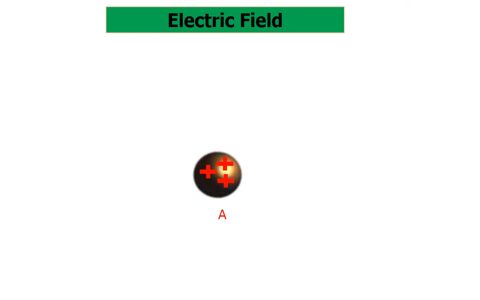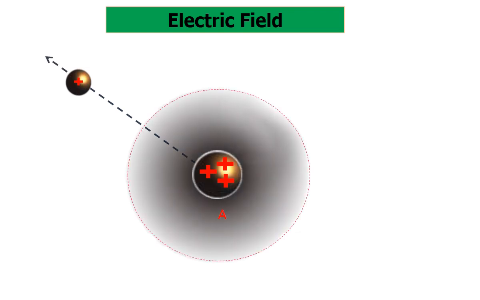Let's talk about electric field. You can see here a figure. In that figure there is a charged body A, and there is another charged body which is being brought from the outside near to that charged body A. In that case the charged body will repel again. Why? Because there is an electric field of the charged body A. Due to the electric field, the charged body will repel the other charged body.